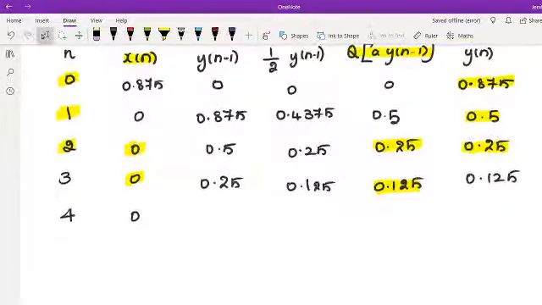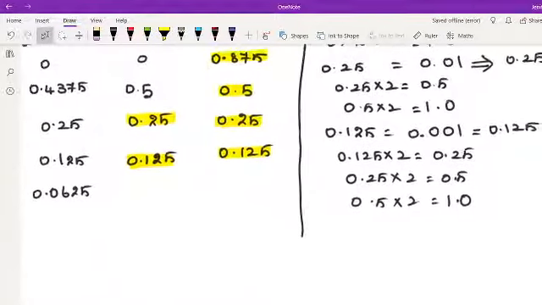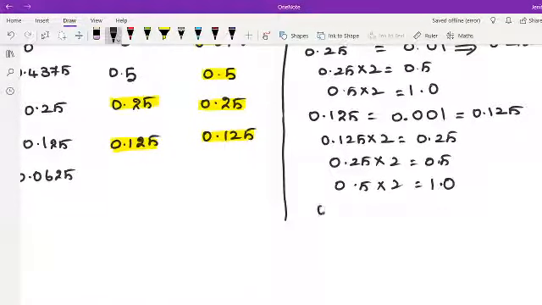Now the next iteration, I am applying n equals 4. The x of 4 value is 0 and y of 4 minus 1, that is y of 3. I'm sorry, y of 4 minus 1, that is y of 3. So for 3, the y of n value is 0.125. I'm going to apply that 0.125. When you perform the 1 by 2 multiplication, we get the value 0.0625. Now we need to check the available bits. If it is more than 3 bits, we need to perform the quantization. So I'm selecting 0.0625.